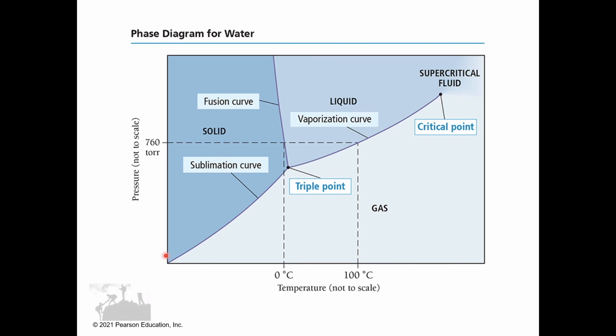Now, another piece of information that you could figure out from here is figuring out which phase is more dense, the solid or the liquid. Okay, and you do that by starting off at the triple point. What we're going to do now is increase the pressure. So we're going to move up in the phase diagram. We're just going to go straight up in a vertical line.